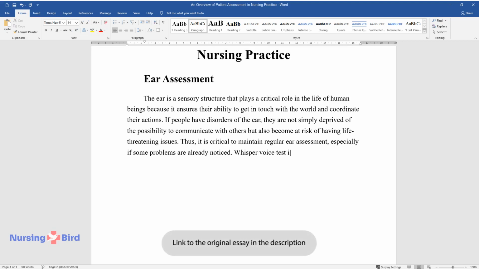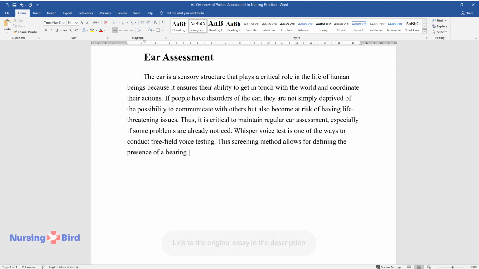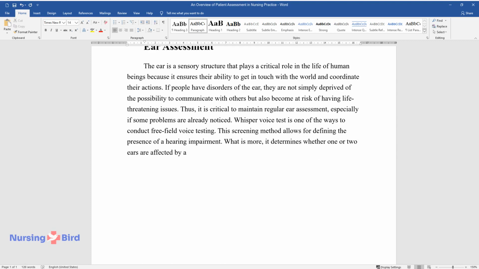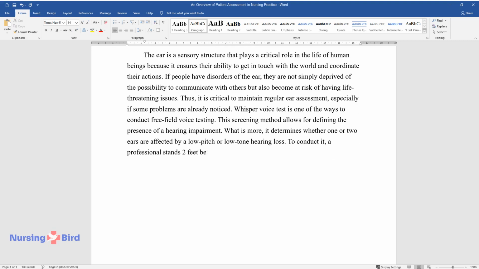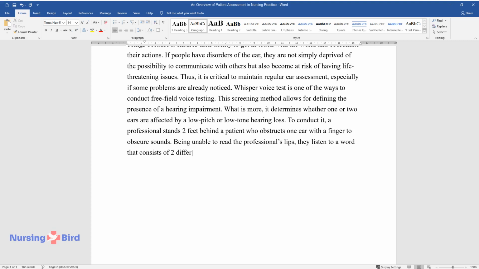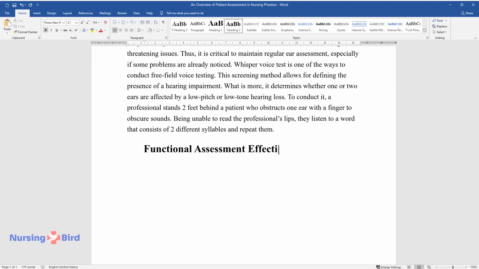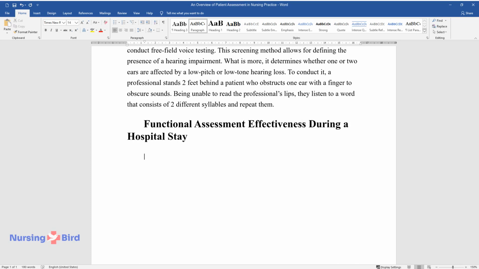Whisper voice test is one of the ways to conduct free-field voice testing. This screening method allows for defining the presence of a hearing impairment. What is more, it determines whether one or two ears are affected by a low-pitch or low-tone hearing loss. To conduct it, a professional stands 2 feet behind a patient who obstructs one ear with a finger to obscure sounds. Being unable to read the professional's lips, they listen to a word that consists of 2 different syllables and repeat them.